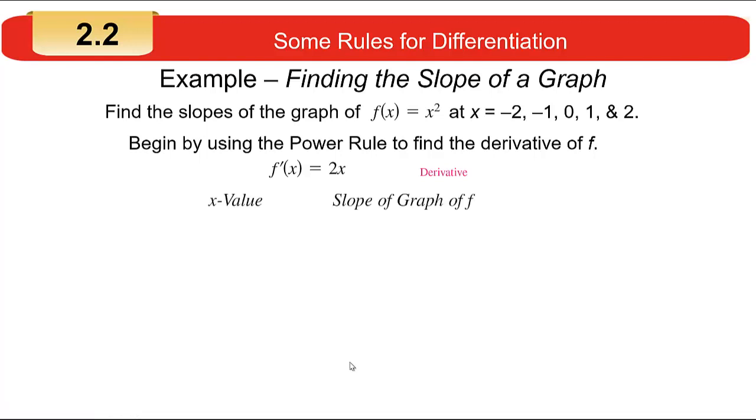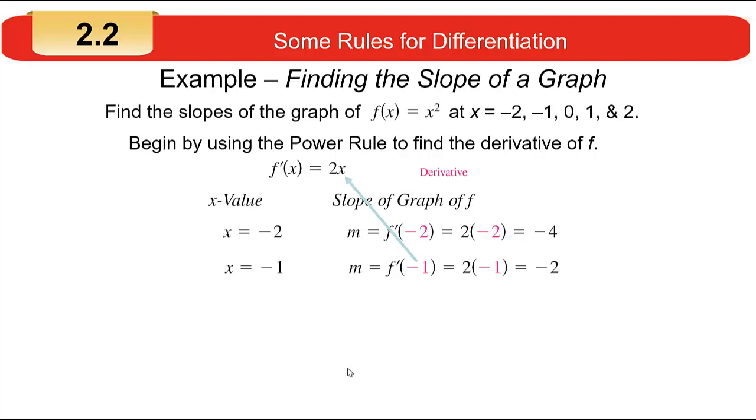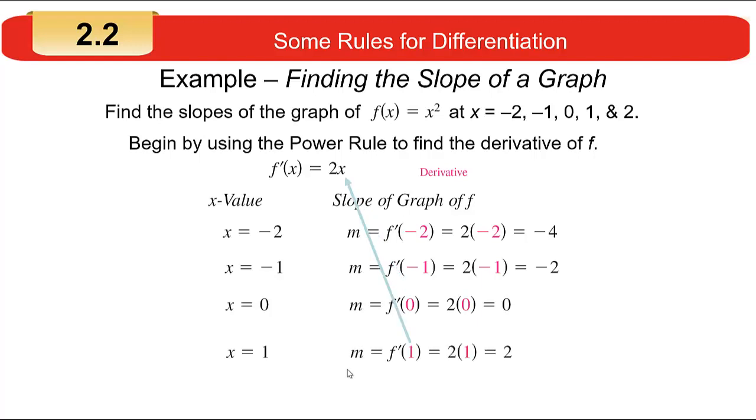So you want to plug in a minus 2, and what do you get? Well, if you plug a minus 2 into the derivative, you get 2 times minus 2, you get minus 4. Then you want to do the value at minus 1. Do the same thing. You take the derivative formula, plug minus 1 in for x, and that gives you a minus 2. Then you want to do 0, so you plug 0 into the formula, and you get 0. Plug 1 in, and you get 2. And you plug 2 in, and you get 4.